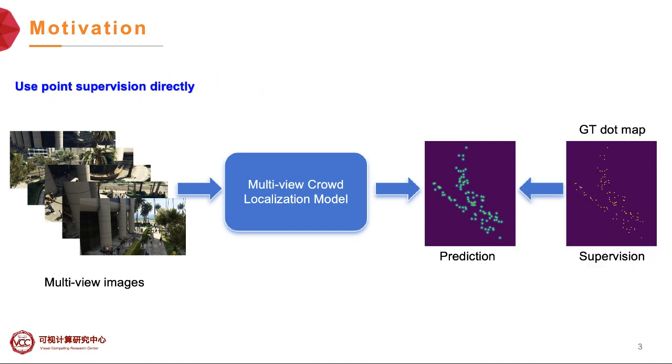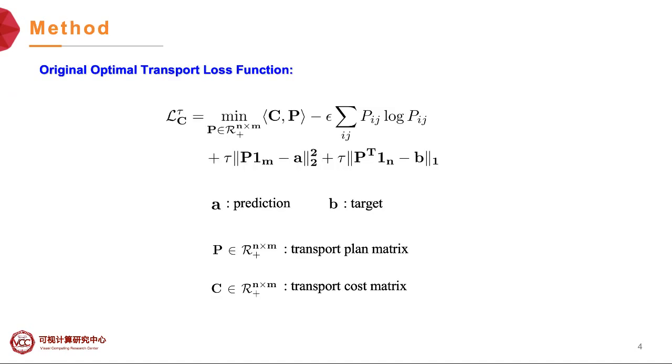To mitigate the problems of Gaussian density map supervision in localization task, we propose to use point supervision directly. Optimal transport loss directly uses point annotations as supervision and generates more compact density maps, which has been studied in single-camera crowd localization. In this paper, we explore using OT loss for multi-view crowd localization.